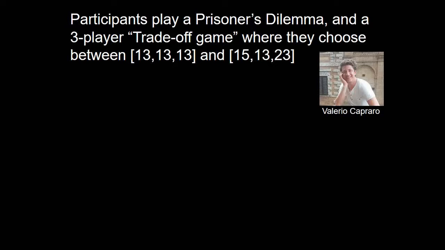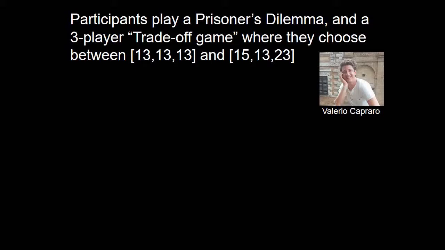And just as a little demonstration of this, with my collaborator Valerio Capraro, we did this experiment where we had people play two different games. They played a prisoner's dilemma where they just chose cooperate or defect. And then they also played this thing we call the trade-off game. It's a 3-player game, and you get to just unilaterally decide between two different options. In one option, all 3 people get 13 units each, and in the other one, you get 15, the second person gets 13, and the third person gets 23.